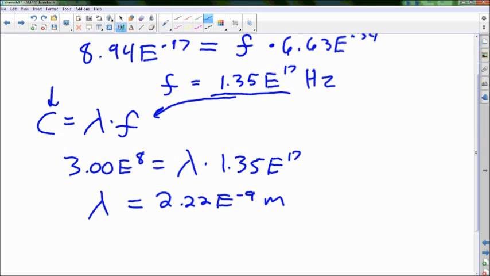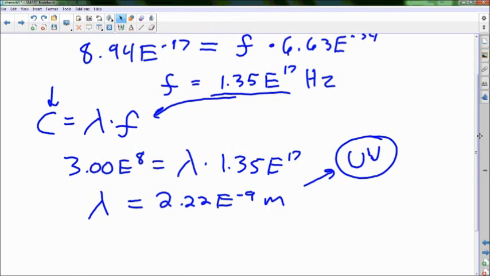And it just so happens that that's going to be somewhere in the top of the UV spectrum. So that would be a type of ultraviolet light given off by this electron jumping from the second energy level down to the first energy level. Okay, so this is a typical type of equation that you may see.